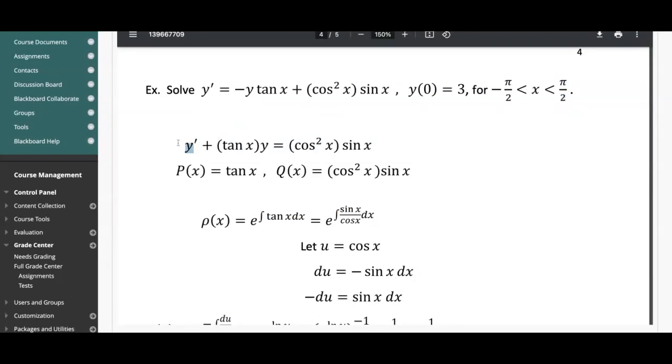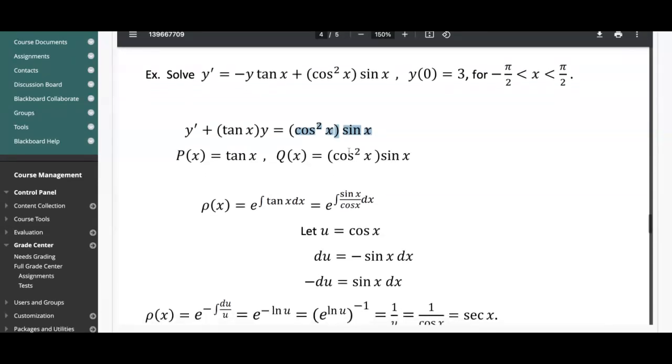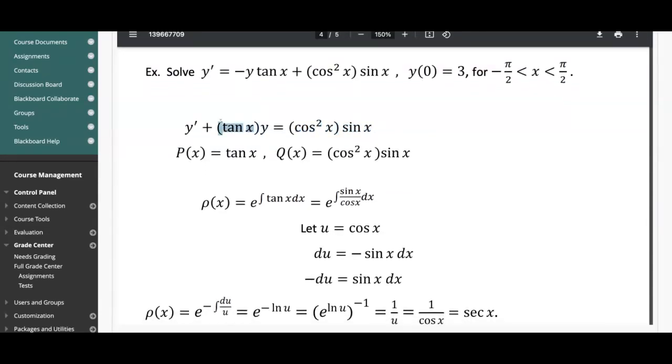So first we put it in the right form: y prime plus P of x times y equals Q of x. Now this is our P of x. Let's integrate P of x.